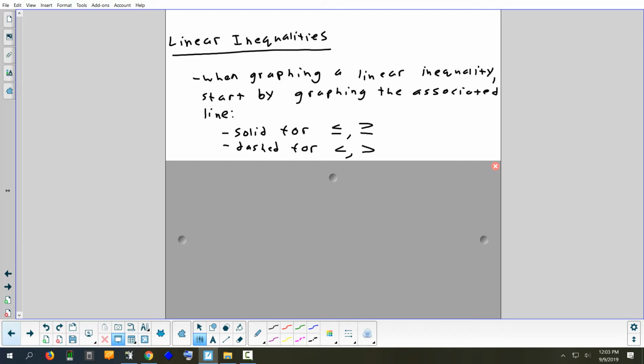Now, one other thing about the line you draw, if it's solid, it uses the equal to. It's dashed or dotted if it doesn't have the equal to. Okay, but that's it. Other than graphing the line, you just shade for these, shade below. For these, shade above.